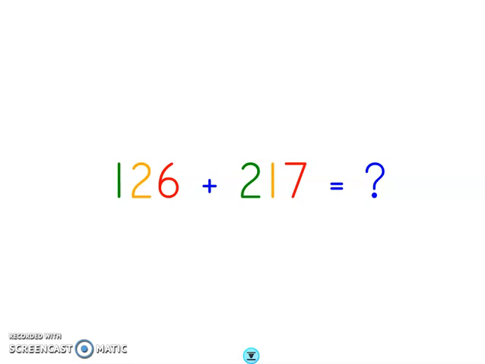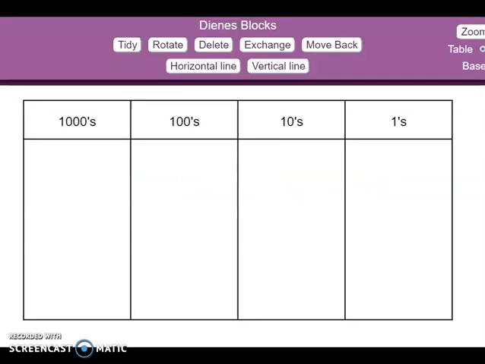And the first way we can do this is still using our base 10 resources, so using our concrete method, in order to start to learn how to apply this column method. So the first thing we're going to do is make our 126. So once again, still using our partitioning, there's 1 hundred, 2 tens and 6 ones. And once we've done that, we're going to make our 217 by using our partitioning method once again. So 2 hundreds, 1 ten and 7 ones.